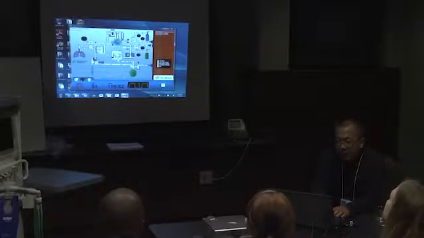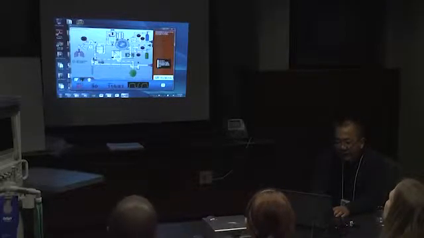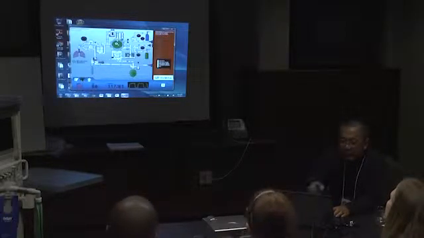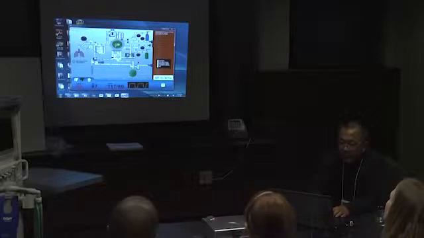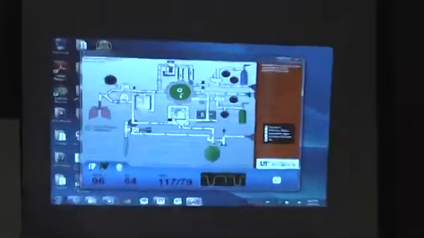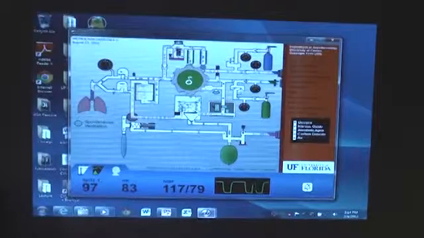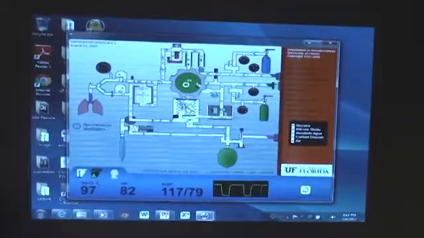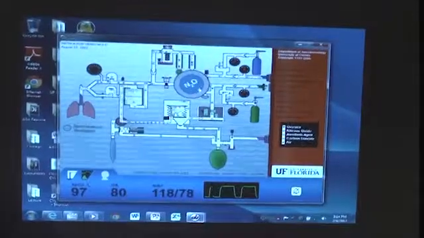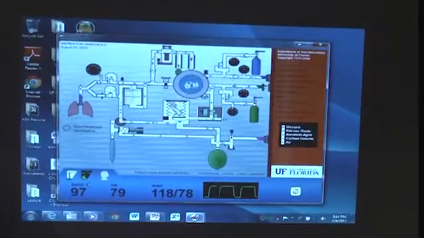If I had nitrous already on board, and I try to decrease my oxygen, at some point you will see the nitrous following. You see the nitrous? There, the nitrous starts to follow now. You see it? And conversely, if I try to increase my nitrous, my oxygen follows.